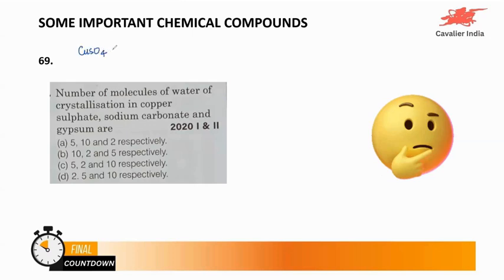CuSO4. Yes, that is 5. Then 5H2O, right? And sodium carbonate decahydrate, that is 10. And gypsum is CaSO4 2H2O, that is 2. So which one is the right option? A is the right option, okay. Clear? So copper sulfate, CuSO4 5H2O, sodium carbonate, Na2CO3 10H2O, gypsum CaSO4 2H2O.